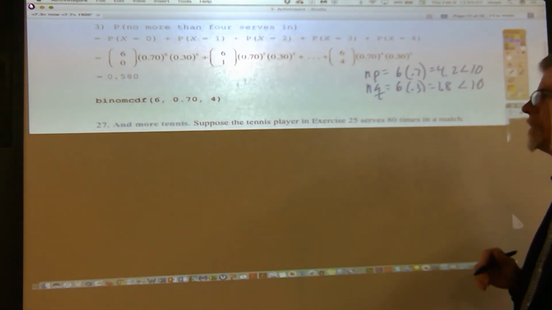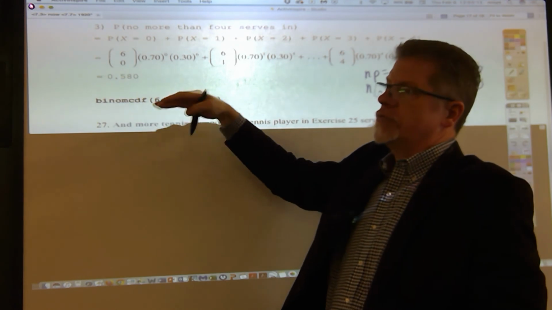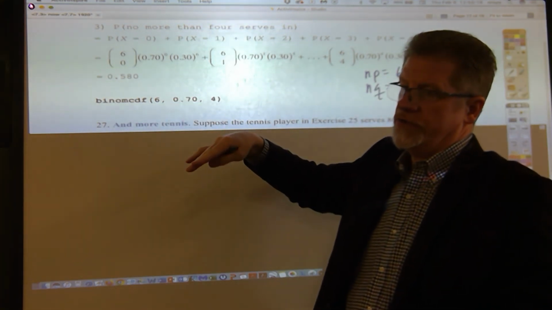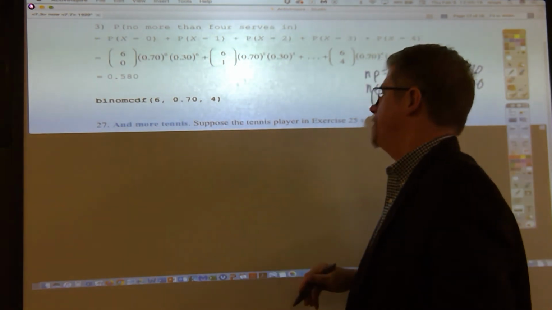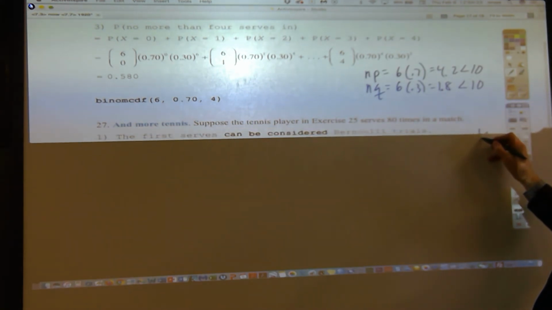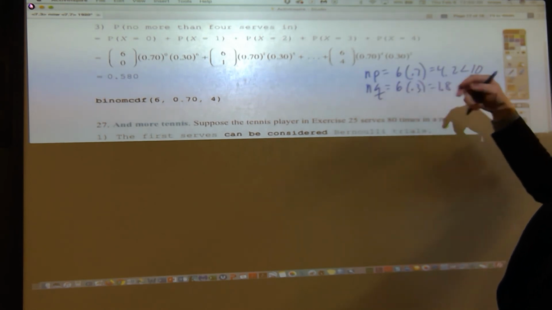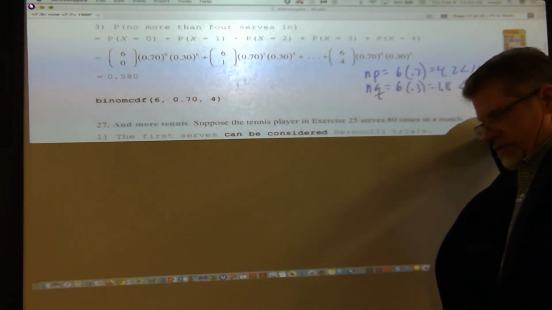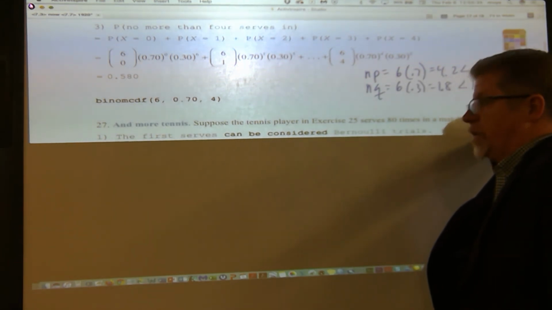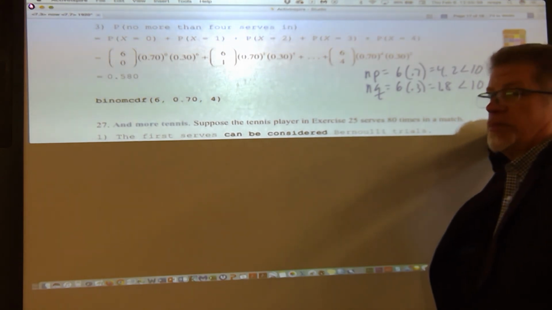We're at row 6 of Pascal's triangle. Row 6 is not close enough to the bell curve to use a bell curve. You've got to go farther down. What if we're serving 80 times? Let's do a quick check. Let's look at np here. What's 80 times 0.7? 56 is greater than 10. What's 80 times 0.3? 24. They're both greater than 10.